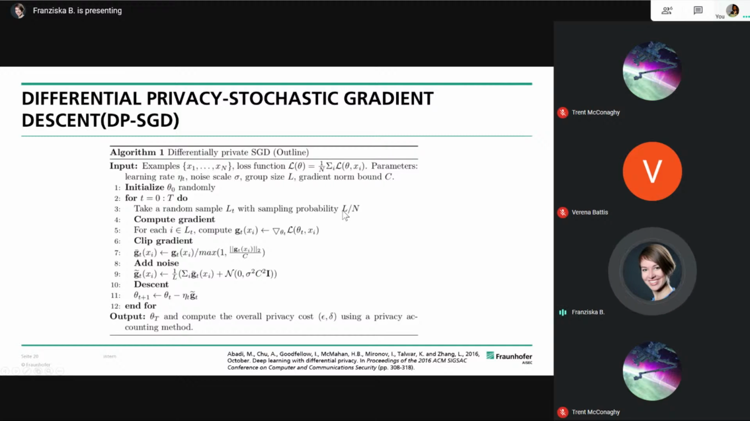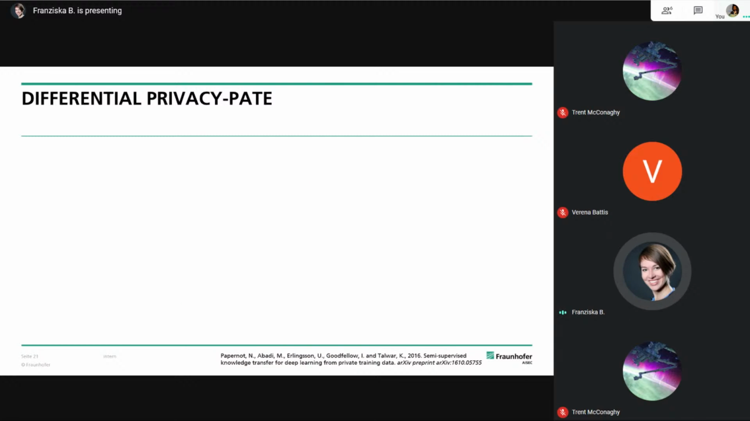Another possibility that can be used to perform differentially private model learning is the so-called PATE algorithm. This has another approach, where it's not about altering an existing algorithm and then providing the model that has already seen the training data. Here it's about another idea, another principle.